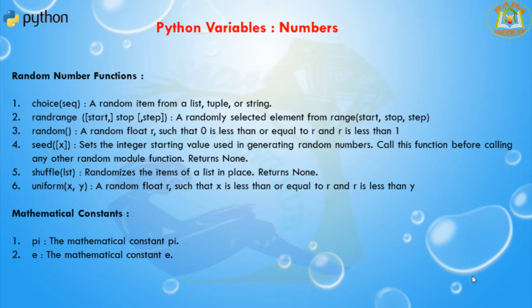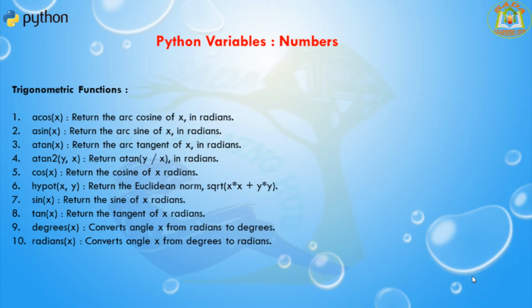Next, mathematical constants. There are two mathematical constants available: pi, the mathematical constant pi, and e, the mathematical constant e. These methods are only applicable for numbers. Then one more category of functions is the trigonometric functions.